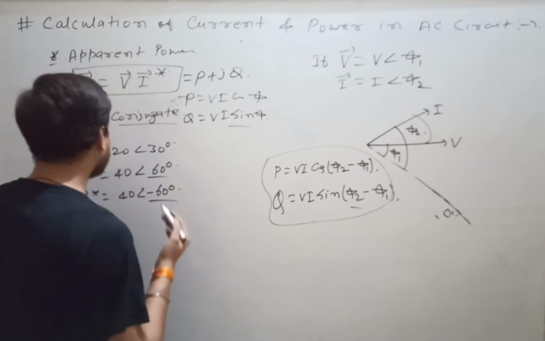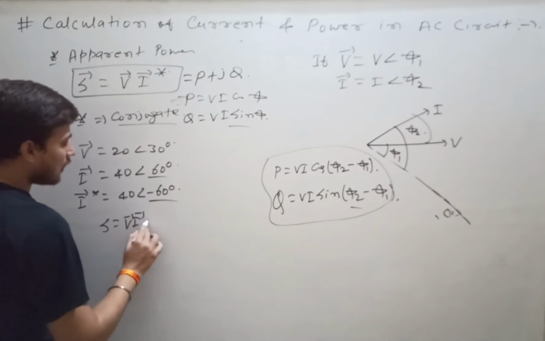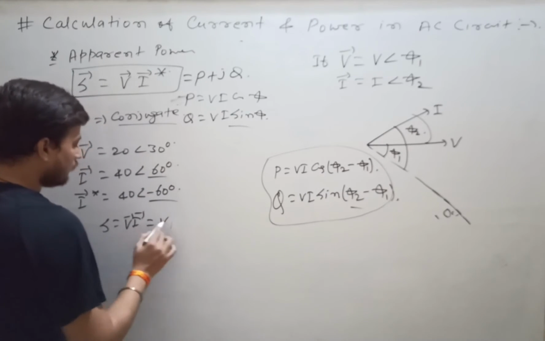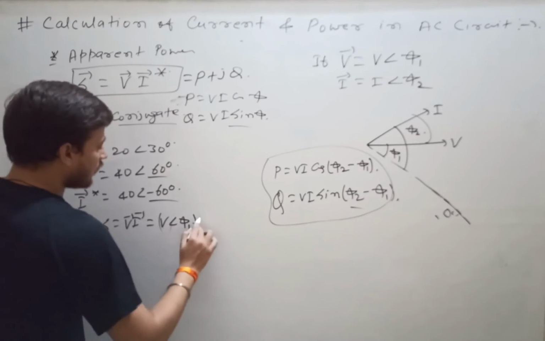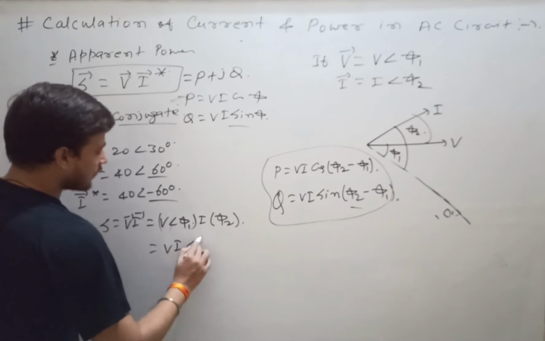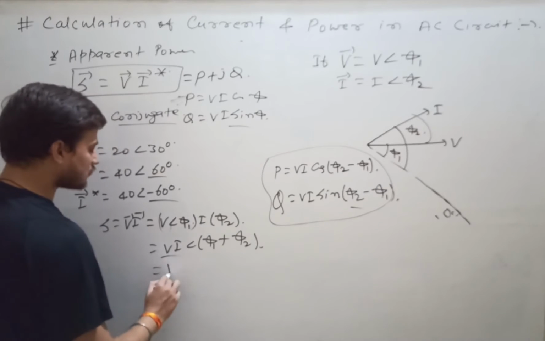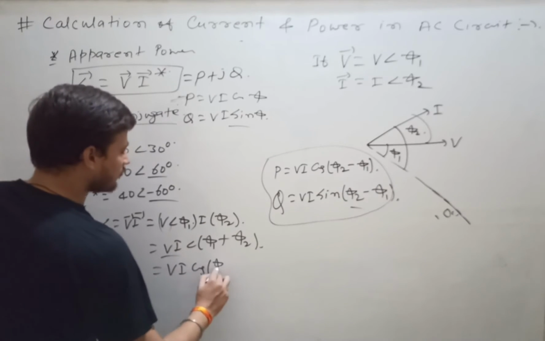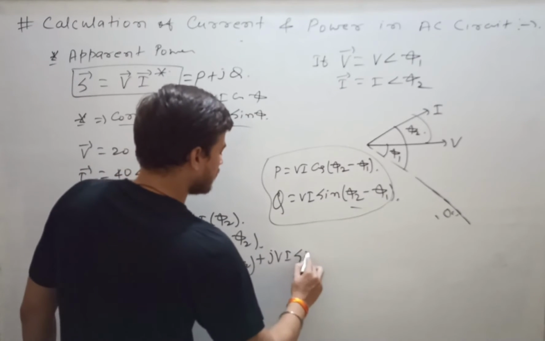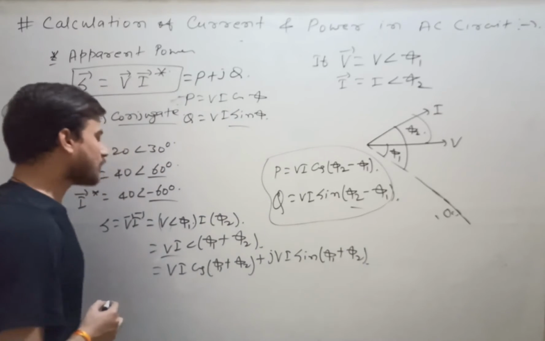Now if you are simply writing S equal to VI, what will happen? V at the angle phi 1 into I at the angle phi 2. So what will you write? VI at the angle phi 1 plus phi 2. If you simplify this, you will write VI cos of phi 1 plus phi 2 plus JVI sin of phi 1 plus phi 2. So now you can see the difference.